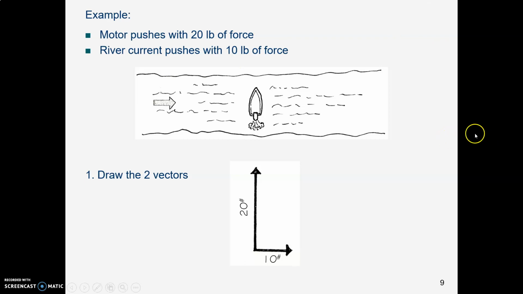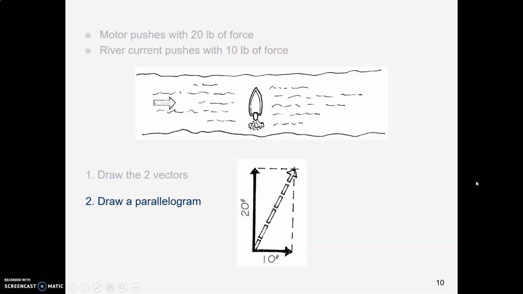Now you might say, hey, wait a minute, isn't the river pushing at the middle of the boat and the motor's pushing at the back of the boat? Yes, but remember that principle of transmissibility? Our good friend, which says you can slide an arrow anywhere along the line of action and it will have the same effect. So what I did was I decided to slide this 20-pound arrow so that its tail was just touching the tail of the 10-pound arrow. Now I can figure this out.